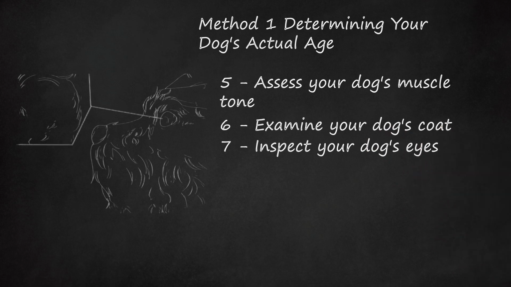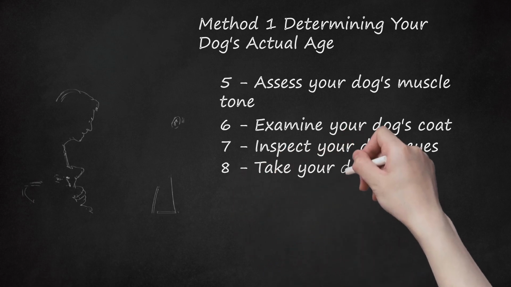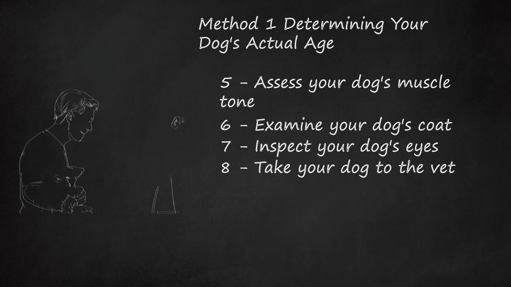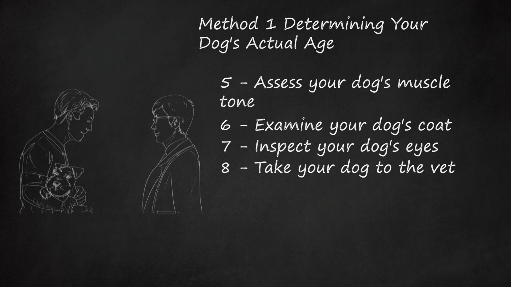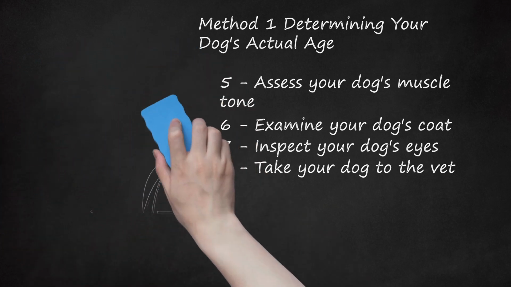Younger dogs tend to have bright, clear eyes without tearing or discharge, whereas older dogs' eyes can be cloudy or opaque. 8. Take your dog to the vet. Your vet can estimate your dog's age based on a comprehensive physical exam or tests that evaluate the bones, joints, muscles, and organs. This is the best way to get an accurate assessment of your dog's actual age.